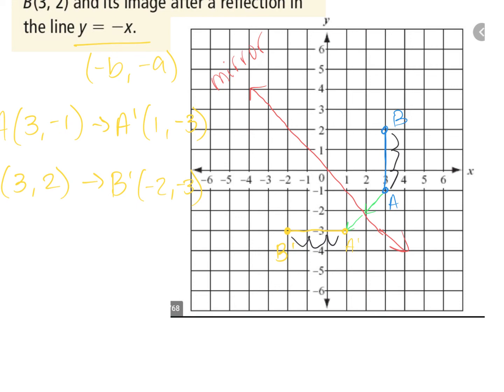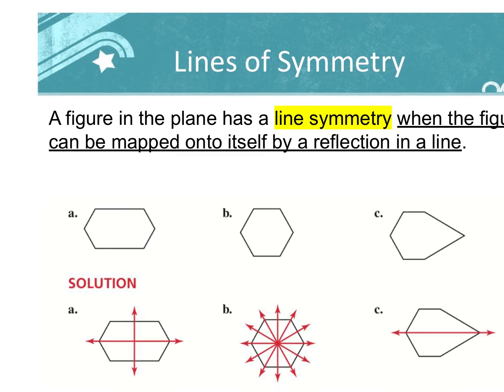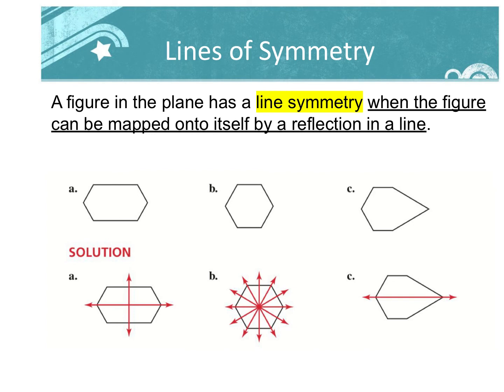Yeah. Thank you. Next thing we're gonna talk about are lines of symmetry, okay? Lines of symmetry are just lines that you can draw through your figure that you can reflect the figure over and maintain symmetry in your figure, okay? So if you draw a line of symmetry, it's gonna be the exact same on one side of the line as it is on the other side, okay?